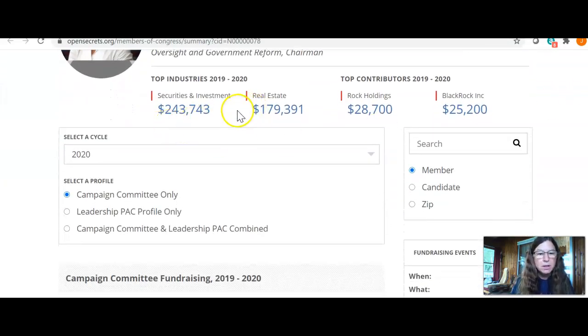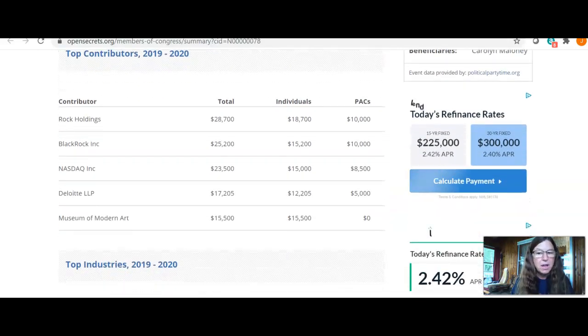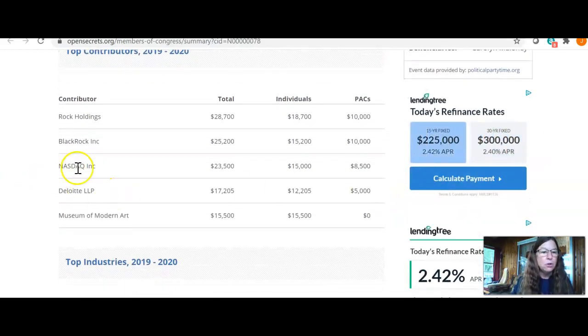Now, when I was talking about sectors, here's an example. Securities and investment, that's a sector. Real estate is a sector. And so what I want to know is actual PACs. And PACs have names. So under Rock Holdings and BlackRock, we have some financial ones, correct? All of these here are financial. Museum of Modern Art, that's very interesting.